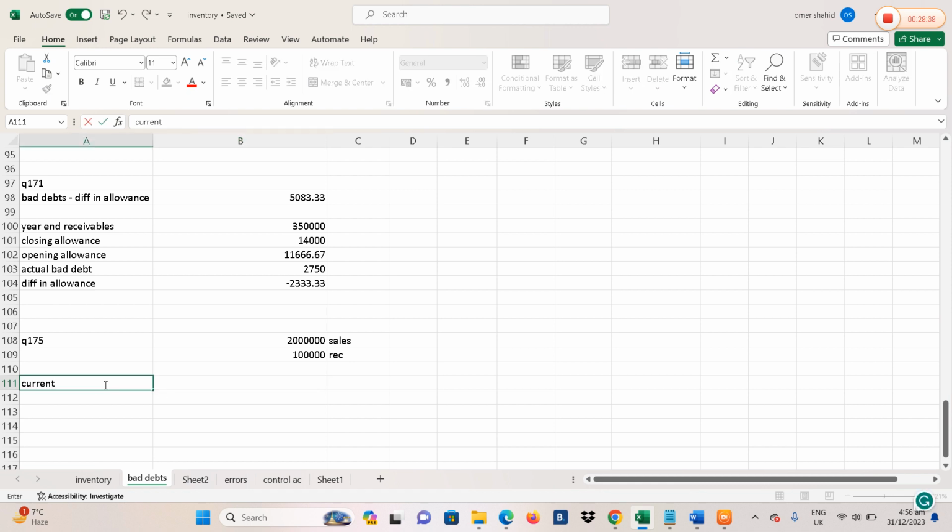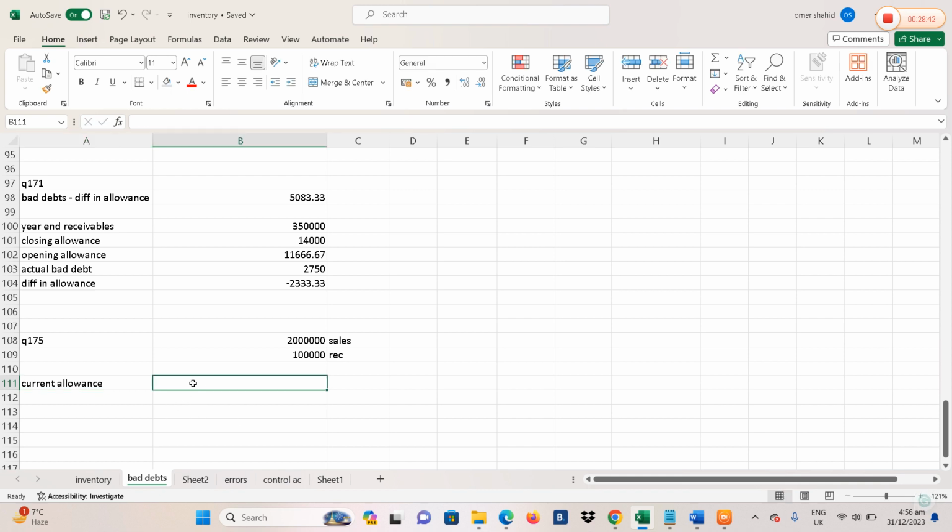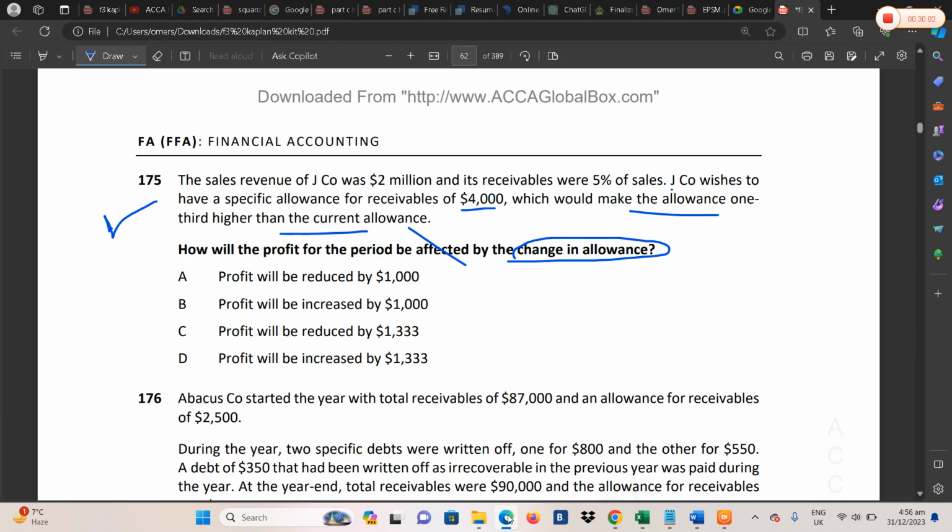Our current allowance, how do we calculate? 4,000 is our previous allowance, and what will be the current allowance? It will be 3 by 4. 3,000 is our current allowance. So 3,000 was our current allowance and 4,000 was our later allowance, like the one that the company wishes to make. So 3,000 was our current allowance and 4,000 is now our allowance.